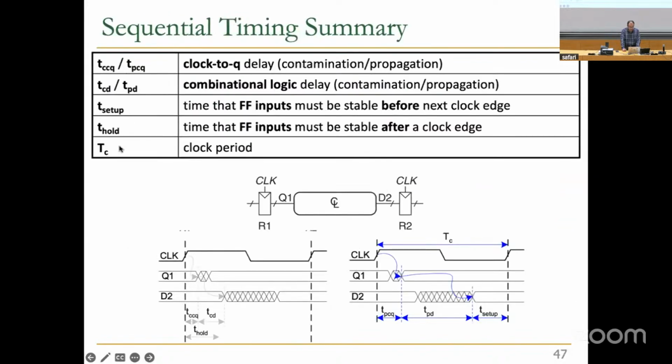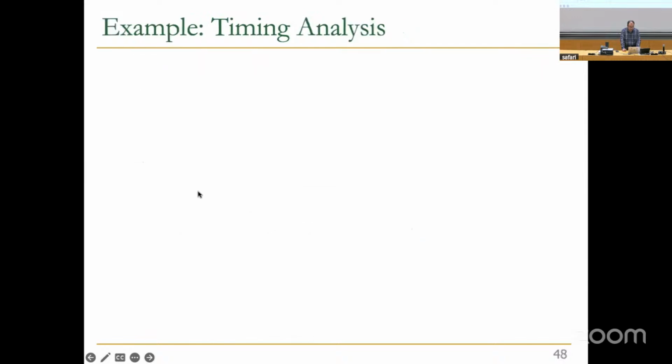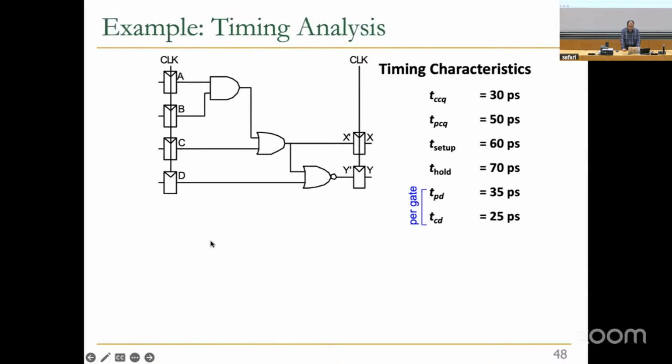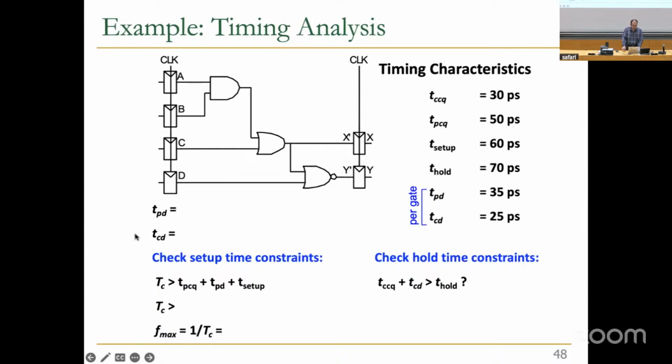Okay, so this is a summary of these parameters that you can also check later. But now let's go over these numbers with an example. This is our example circuit. We have 4 flip-flops here and 2 flip-flops here, and then we also have this combinational circuit in between. And these are the latencies that we're going to assume. This is the contamination delay for clock to Q, 30 picoseconds, propagation delay clock to Q, and so on and so forth. Okay, let's make some calculations.